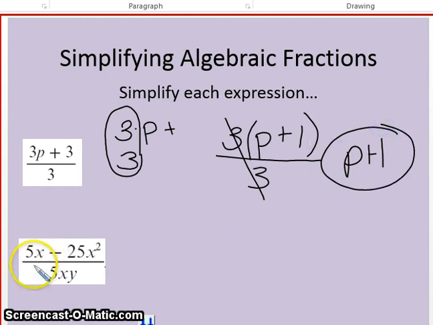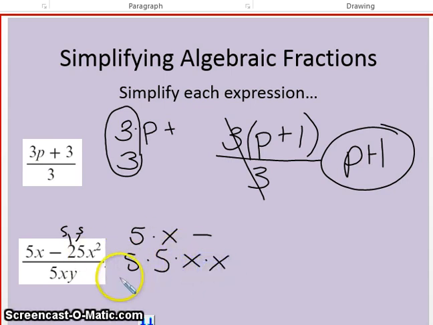Now here in our last example, I have 5x minus 25x squared all over 5xy. Now I'm going to find the greatest common factor of this numerator. So my factors of 5x are just 5 times x, then I've got a minus. My factors of 25, I know 25 is 5 times 5, so I've got 5 times 5, and then my factors of x squared are x times x. Now my common factor is what they have in common, so here they've got a 5, and they also have an x in common.